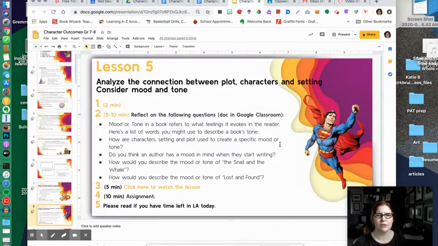The mood or the tone of Lost and Found is quite different than the mood or tone of The Snail and the Whale. Lost and Found is a little bit more sad, but also hopeful if you consider how it ends.